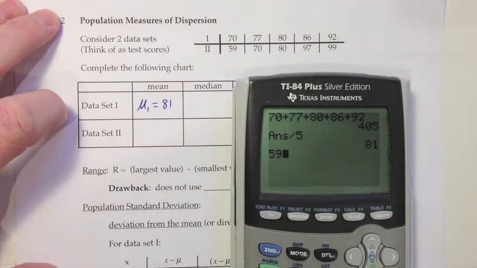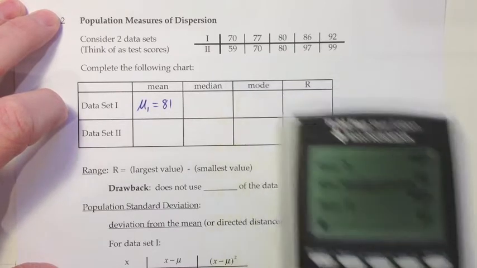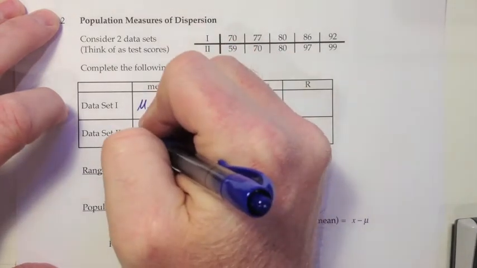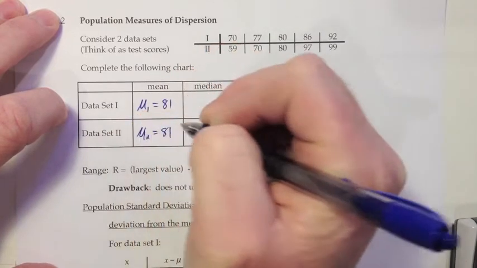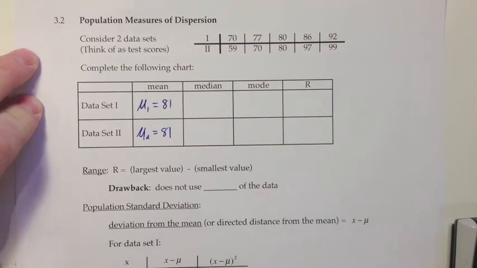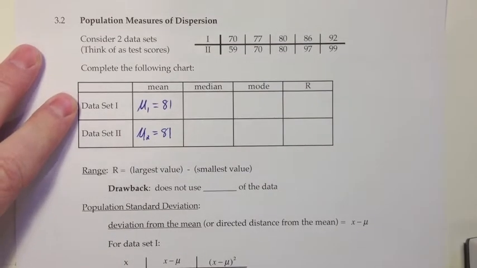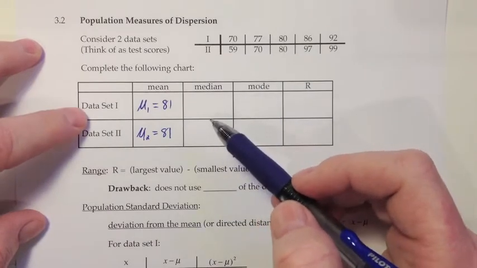So we add up those numbers, which are definitely different numbers, but you'll see they add up to 405 just like they did in data set 1. So when we divide by 5 to get our average or our mean, we still end up with 81. So we have a mean of 81 in both data sets, so both of those measures of center are coming out the same. And yet when you look at these data sets, I think you would agree that the two are definitely different. So what about if you look at the median?